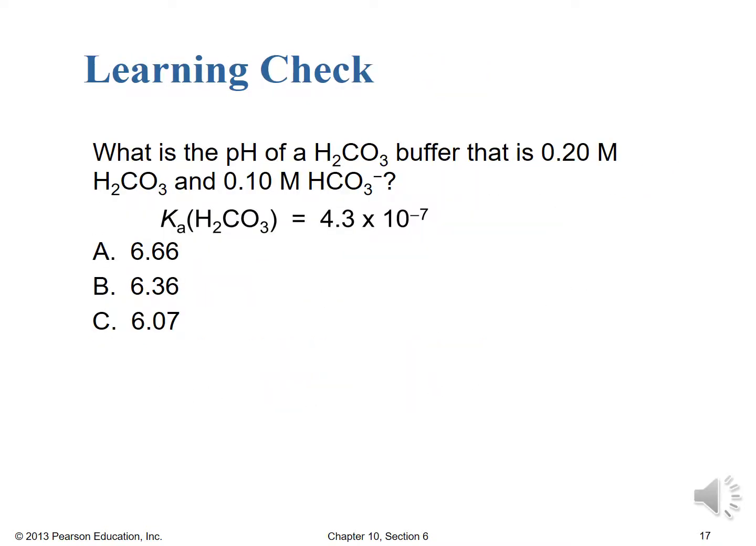All right, so let's see how well you followed all that with this learning check. In this learning check, you're asked what is the pH of a carbonic acid buffer that is 0.20 molar carbonic acid and 0.10 molar hydrogen carbonate ion. So be careful. Here they're not the same, and you won't just get the negative log of the Ka. You will have to do a little more than that. And the Ka for carbonic acid is 4.3 times 10 to the minus 7.